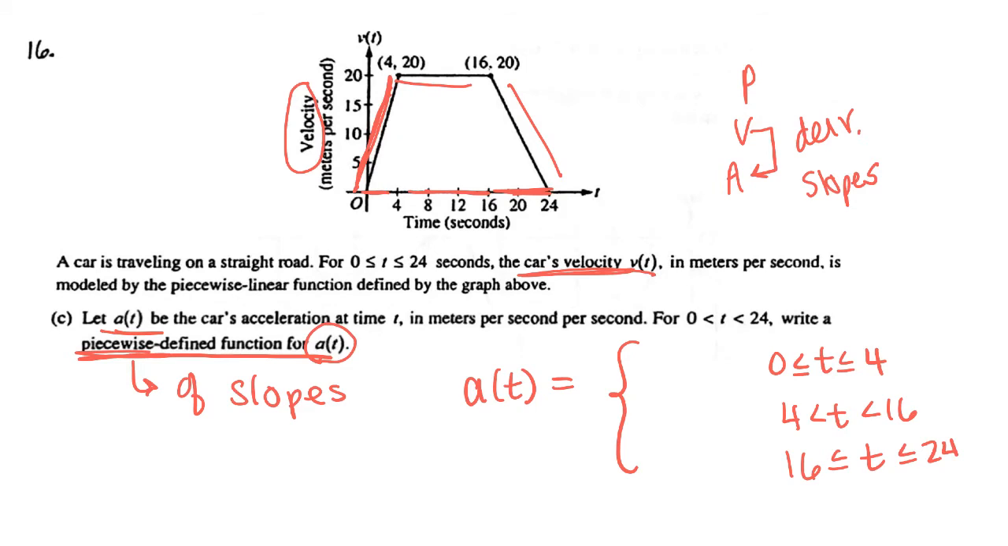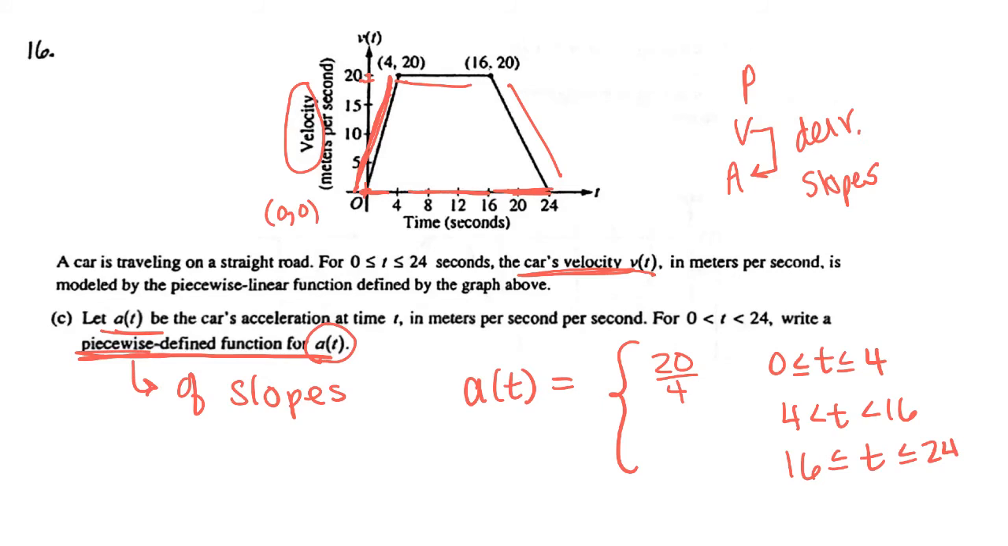Now, all I need to do is say, well, what is the slope from 0 to 4? What's the slope of that line segment? And notice we're here at 0, 0. So we had to rise 20 and run 4. So it's 20 over 4. And you can leave it just like that. You don't have to do anything else to it.